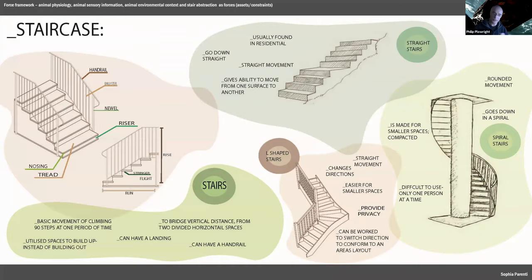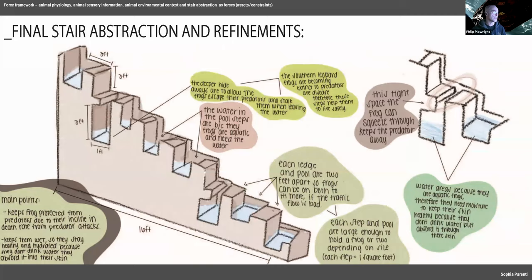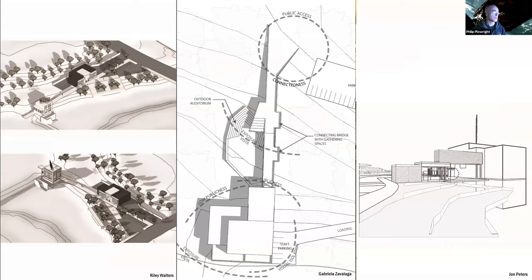And from that, we end up with a series of iterations and explorations that then, in this case, the priority information was about safety and predators. So how do we produce a set of stairs for something that's not us, that has a different set of requirements, where its survival is the most critical aspect of the design process. That produces this series of iterations. And ultimately, when we get to a quick final project, this is a set of stairs that is for a frog.